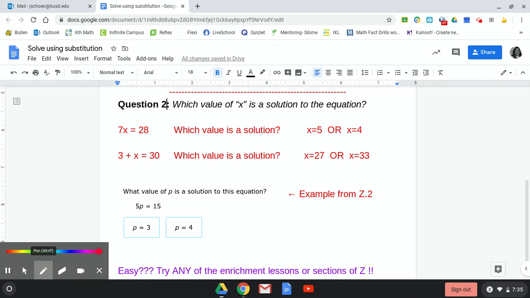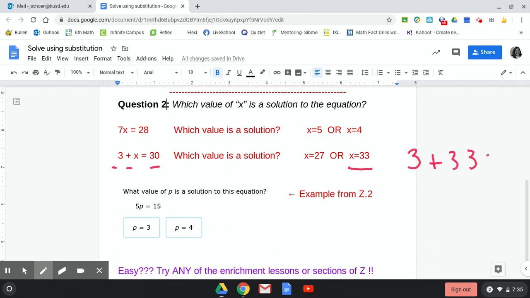All right, let's try the next one. 3 plus x equals 30. Which value is a solution? Now be careful. Your brain is going so fast. You might say, oh, plus sign, 30, and 3. You might say x equals 33. Let's be careful. So what if we put in that 33 first? 3 plus, instead of x, let's put 33 equals 30. Well, how much is 3 plus 33? Uh-oh, that's 36. Does 36 equal 30? No. So that one is not true.